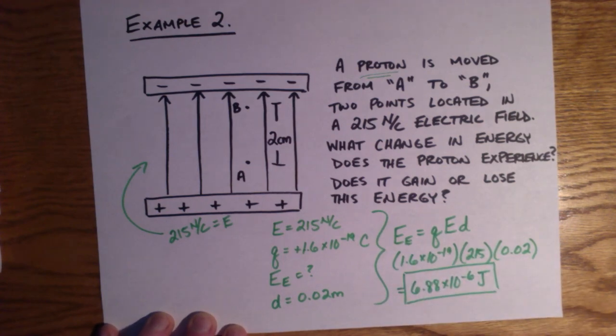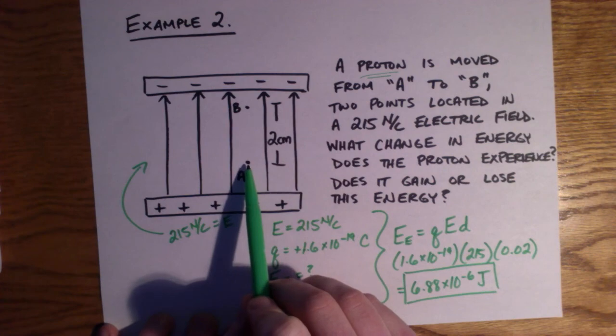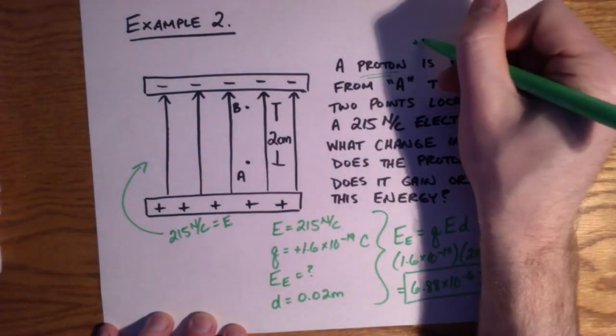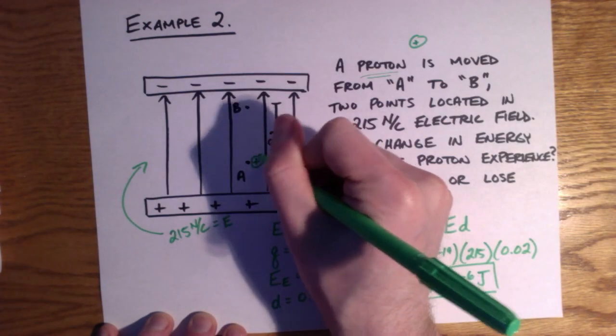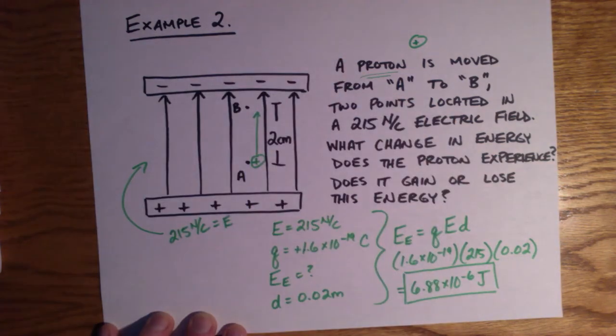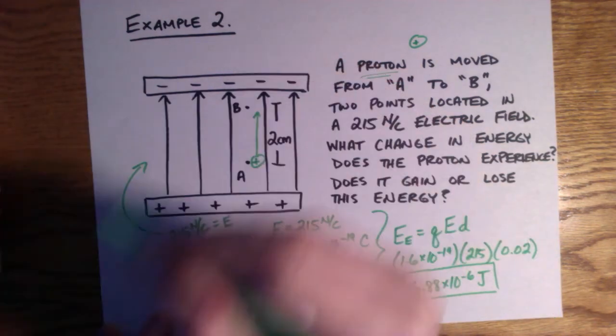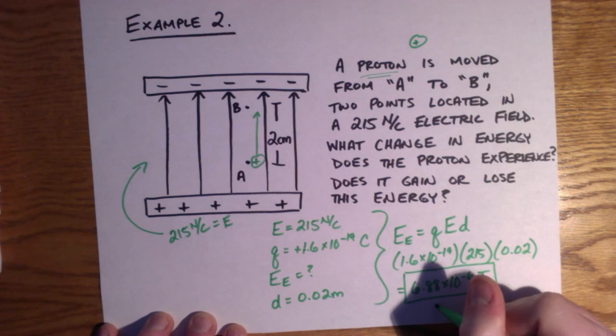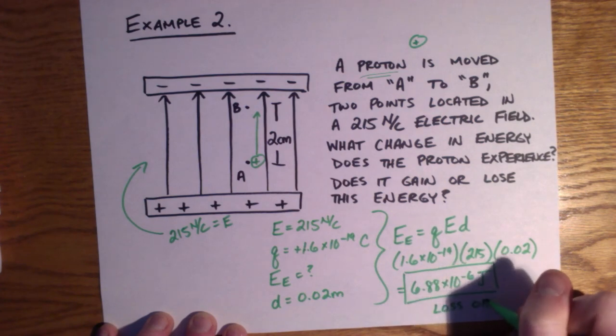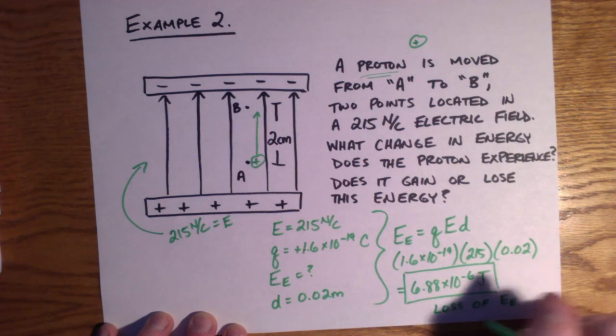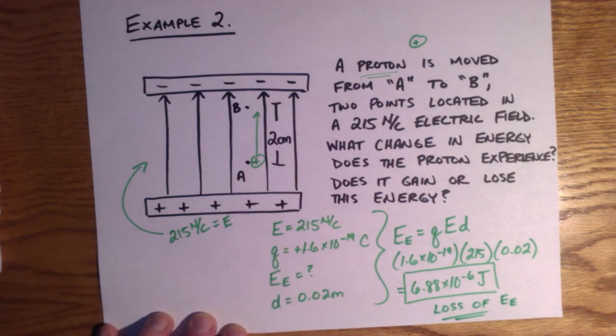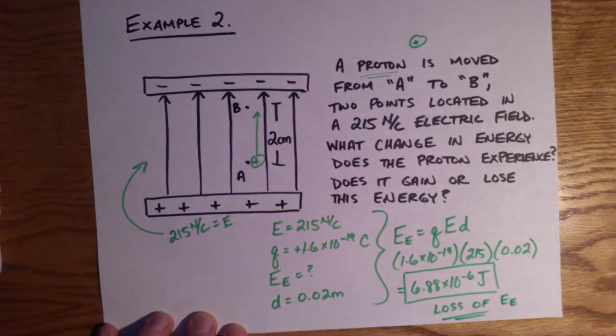Now, in order to determine whether it gained or lost, well, I'm talking about a proton, which is a positive charge. So if I placed a proton at A and I moved it towards B, a positive is going towards the negative. That is what it naturally wants to do. So this would be a loss of electric potential energy. So that's the type of example you would be expected to solve.